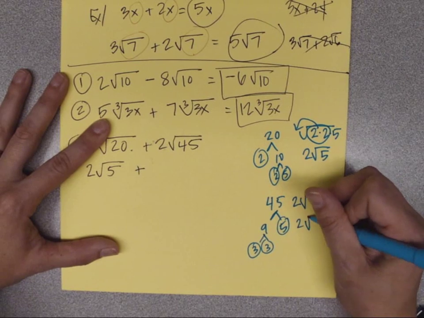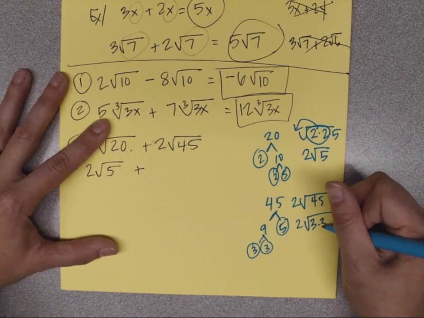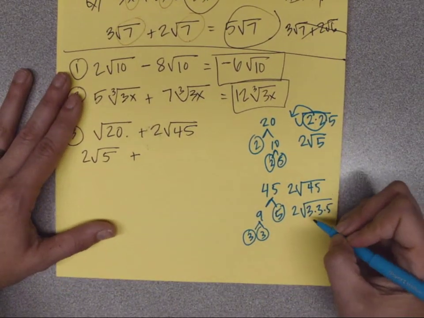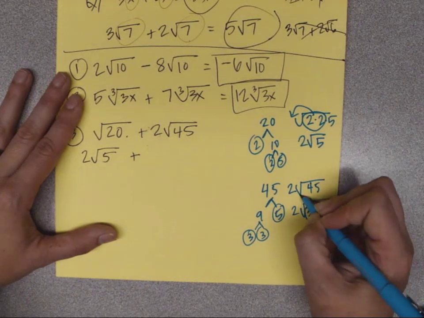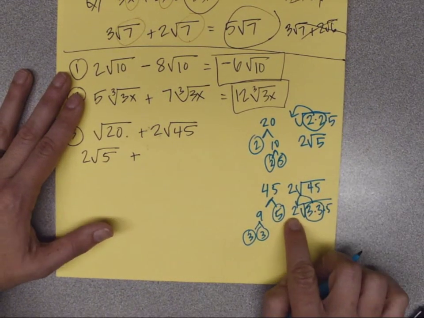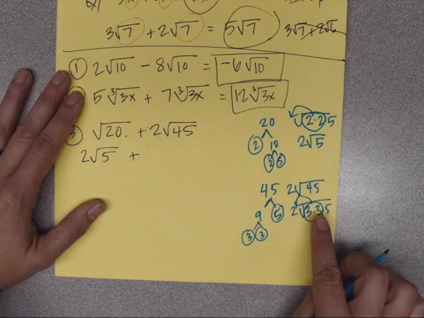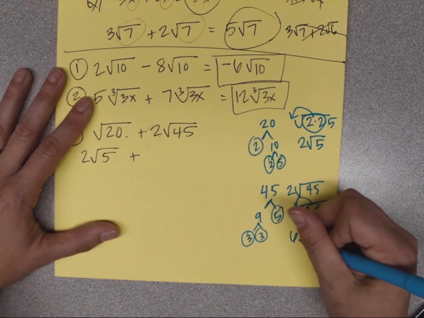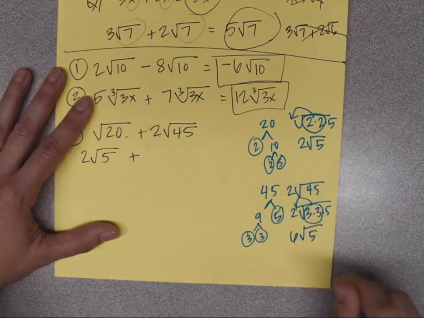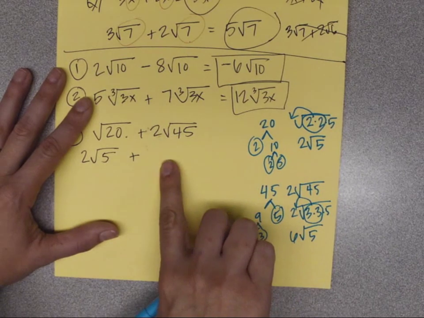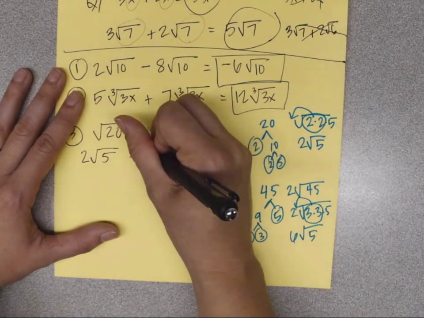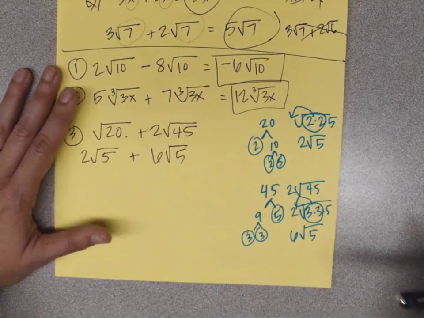This is now 2 times 3 times 3 times 5 inside. I can take out my pair of 3's and put them out front. If there's already a number there, remember you multiply those two numbers together. So it would be 3 times 2, which is 6 on the outside. On the inside is a 5. So I'm going to write that over here. So this is 6 square roots of 5.